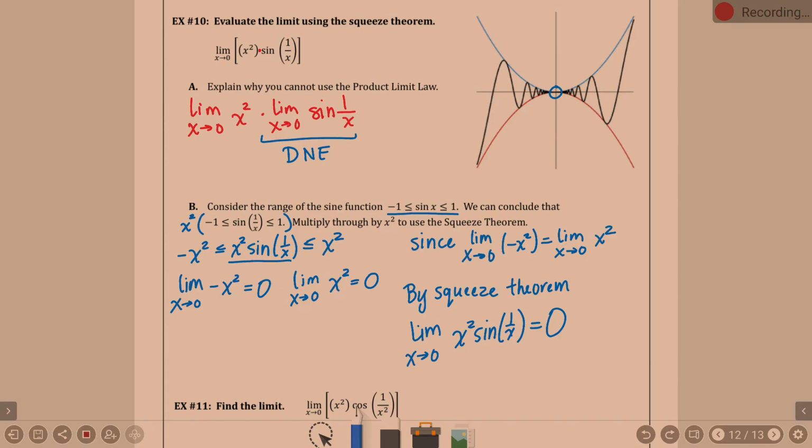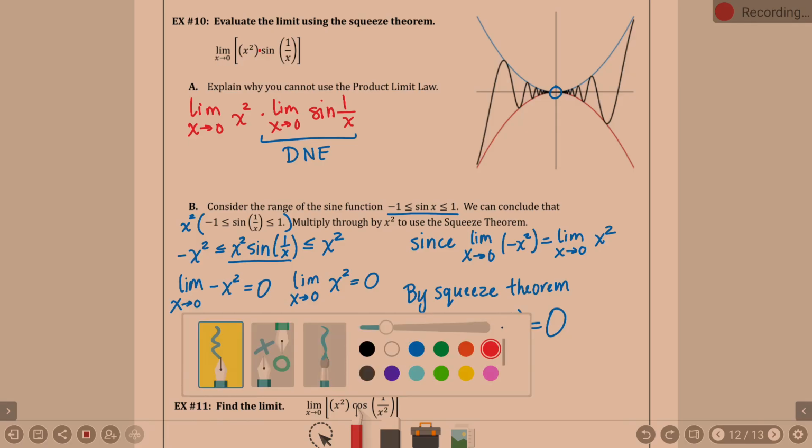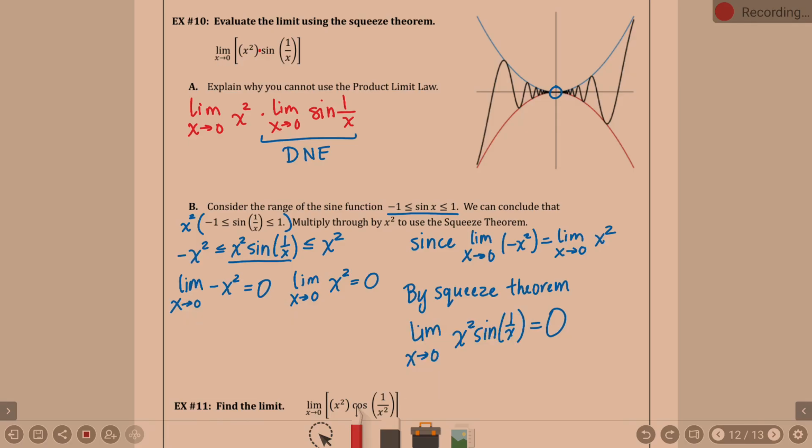So there are 4 important statements here. We showed that x squared sine of 1 over x is between negative x squared and positive x squared. We found both of those limits to equal 0. We stated that since they are equal to each other, then by squeeze theorem, the middle equals 0 as well.